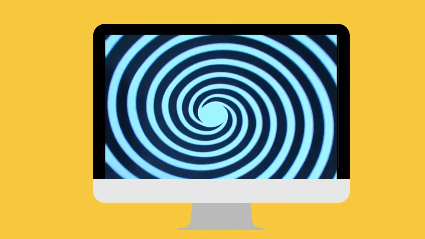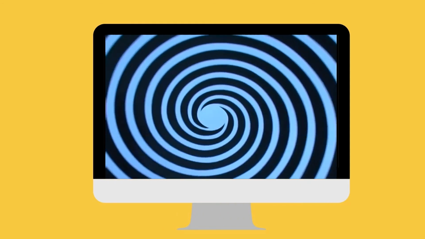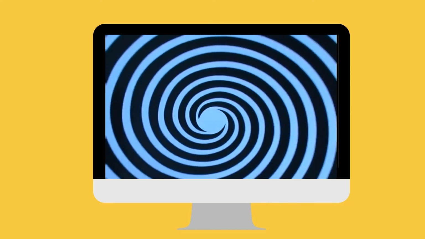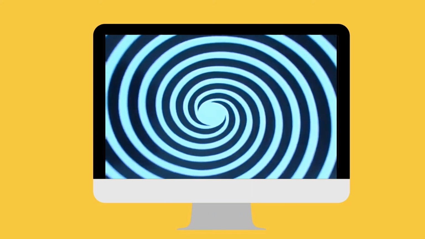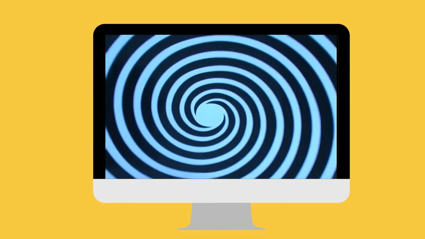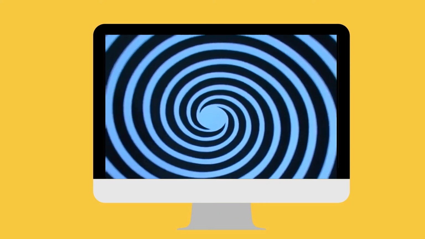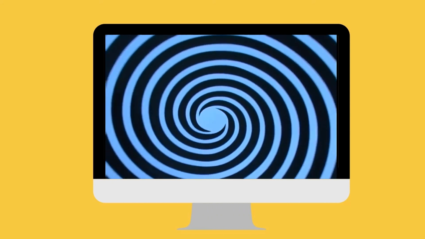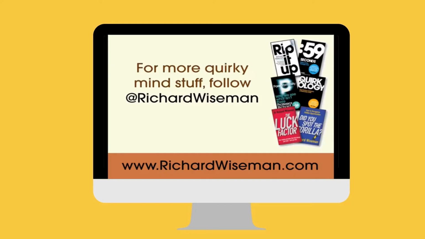Now stare at the centre of the spiral. Don't take your eyes off the centre of the spiral. Keep on staring at the spiral. Keep staring at the centre of the spiral. And now look at the back of your hand.